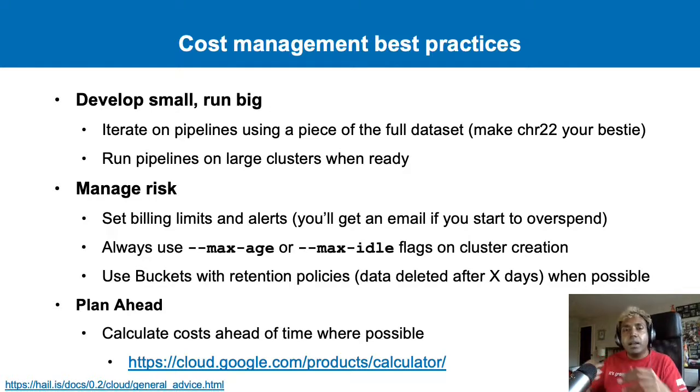Secondly, on managing risk, beyond sending the email and time and cost management, always use max age and max idle flags on your cluster creation, where max age would be the number of hours that your cluster can run, and max idle is the number of hours that your cluster can run without anything actually running on it. Because spinning up a cluster takes money, and shutting down a cluster also takes money because of the time that it takes, right? So if you want to submit a script and then wait for the results and look at the results before you decide to run another set of scripts or rerun it again, you can use the max idle, for instance.